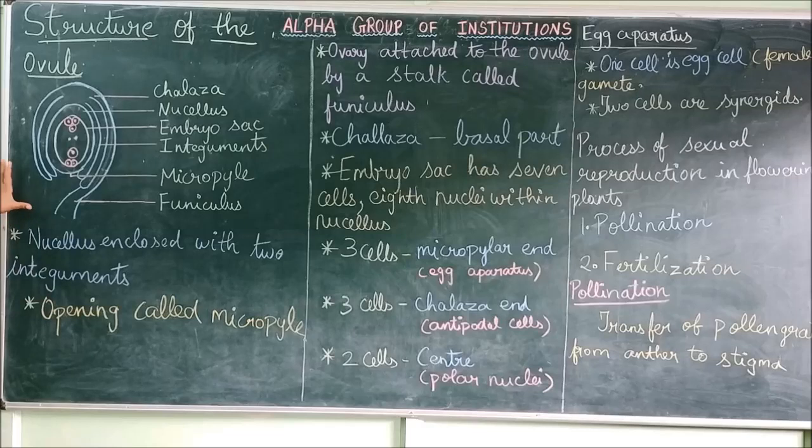So what happens inside this ovule? The pollen grain comes inside and fertilization takes place, and it forms a fertilized egg, the zygote. All those things you know. The antipodal cells give nourishment to this egg. These three antipodal cells are present in the chalaza end.